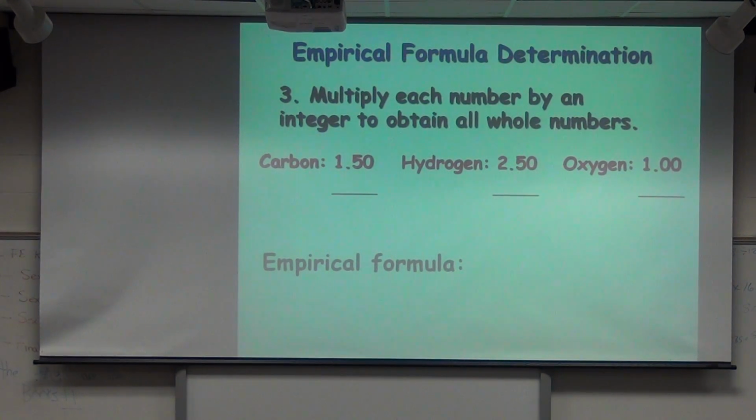So, carbon, hydrogen, oxygen, if we multiply each of them by 2, we're going to end up with whole numbers. So 1.5 times 2 is, of course, 3. 2.5 times 2 is 5. And 1 times 2 is 2. And we do that because we have to have whole numbers in our formulas. So those are going to be the subscripts for our empirical formula.